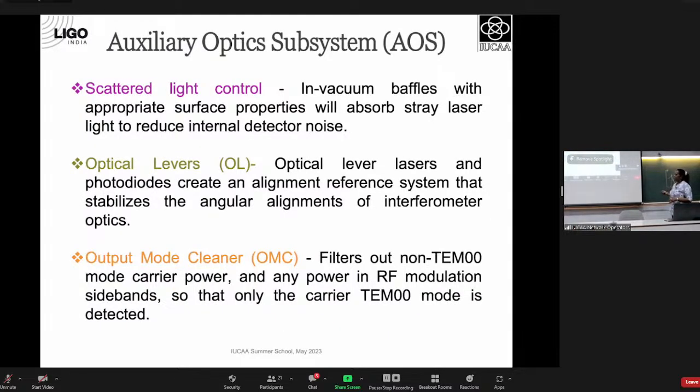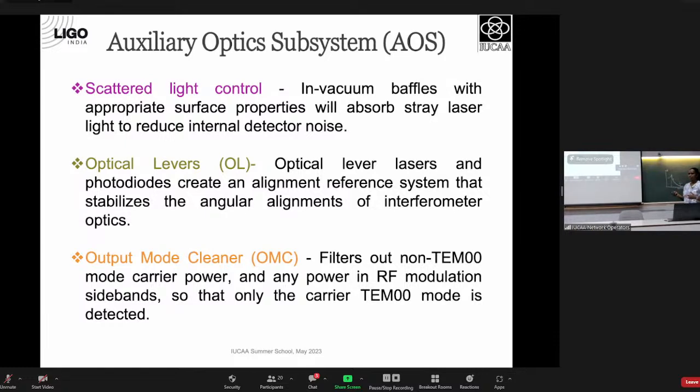Next is the auxiliary optics subsystem, and this combines many components in the interferometer, some used for monitoring, some used for correcting for errors in the configuration itself. That includes scattered light control, because once your light goes through, it's scattered off multiple components around. That needs to be controlled. We don't want amplification of those and those getting into the interferometer, which means what you see is more garbage at the output port. So this is one of the major sources of noise that we see in the detector. So they have baffles that can absorb light right away.